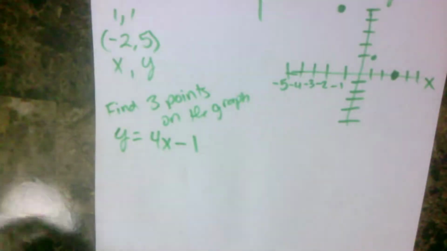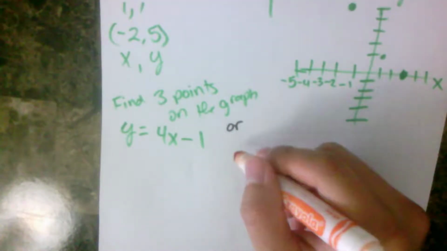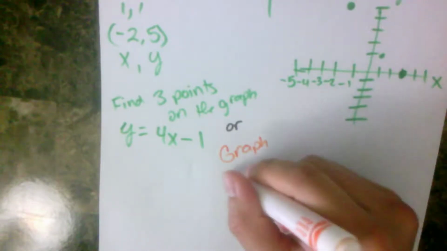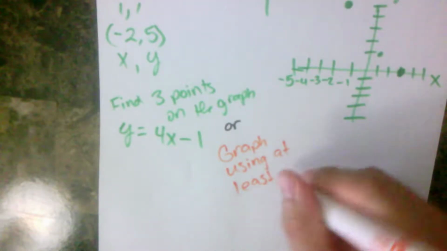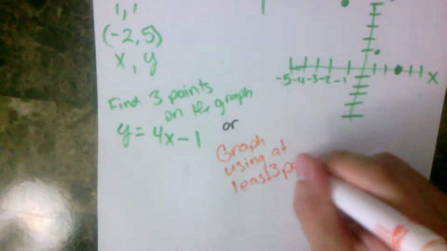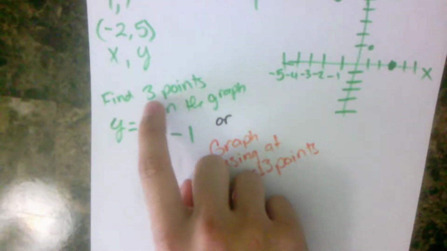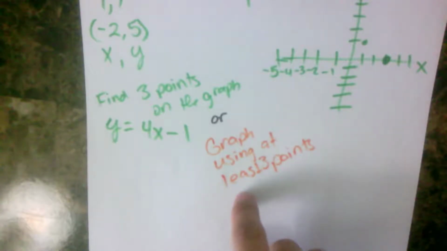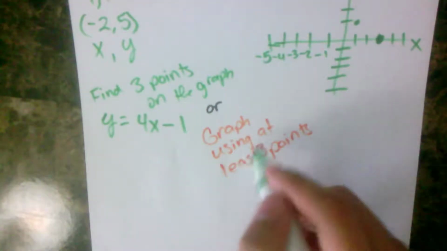Or the other problem could be: find 3 points on the graph, or graph using at least 3 points. Now, these directions sound exactly the same. They're pretty much exactly the same, except one is just asking you to give me 3 points. You don't have to graph it. And this one is actually asking you to graph it. So let's talk about the green one first. Let's find 3 points on the graph, because you actually have to do this to do the other one anyway.